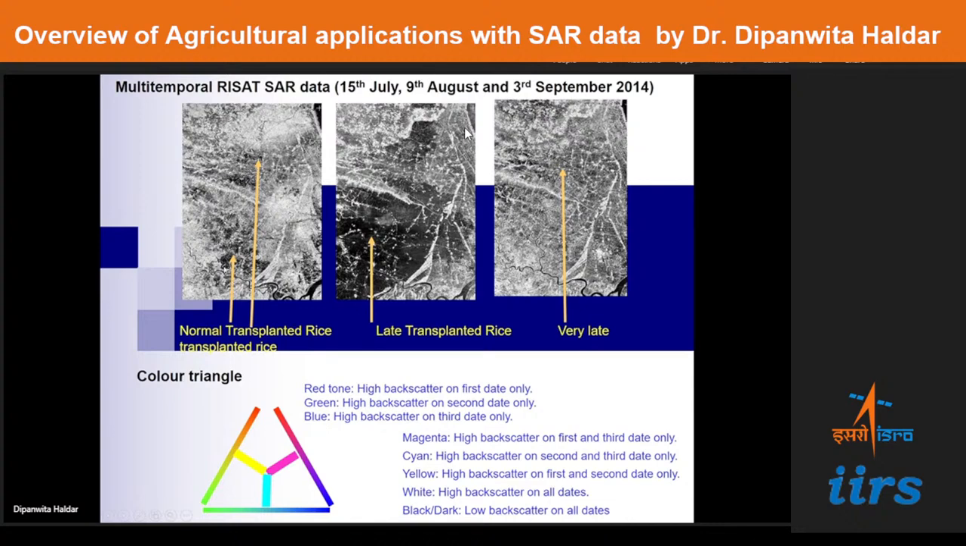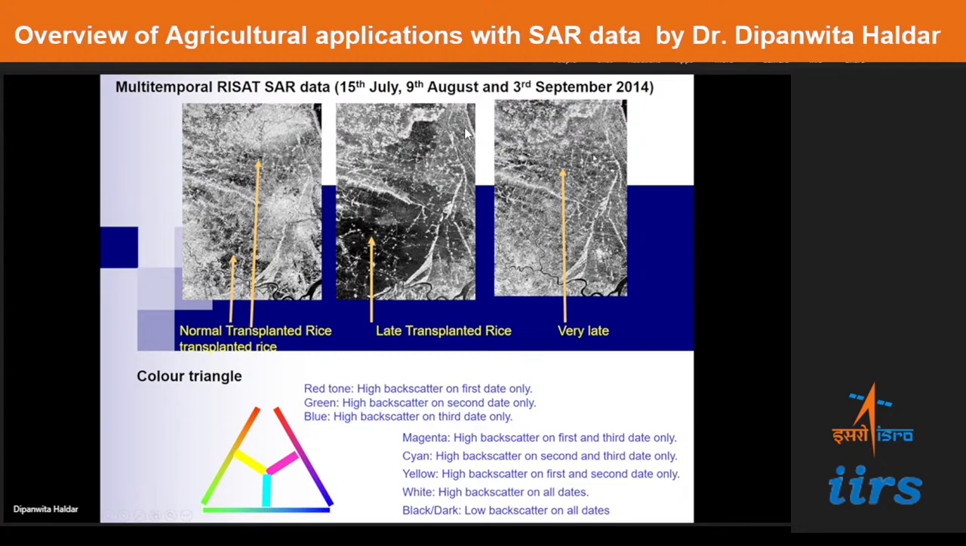So what is happening? These fields are dark because they are having specular reflection. The backscatter is low due to standing water due to transplantation of the rice crop. The next date during August, what is happening? Most of the image is dark. So most of the area is getting transplanted during the first or second week of August.